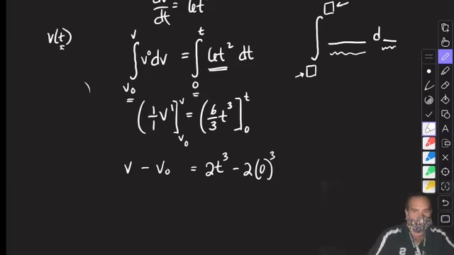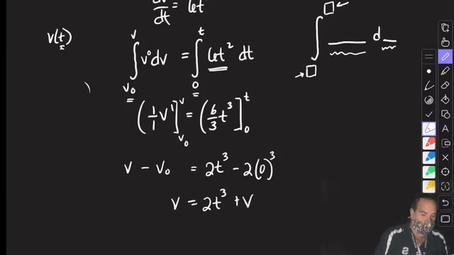Now, to finish, you're supposed to solve for your functional variable. I wanted V as a function of T. So I'm going to solve for my functional variable. V equals 2T cubed plus V naught.